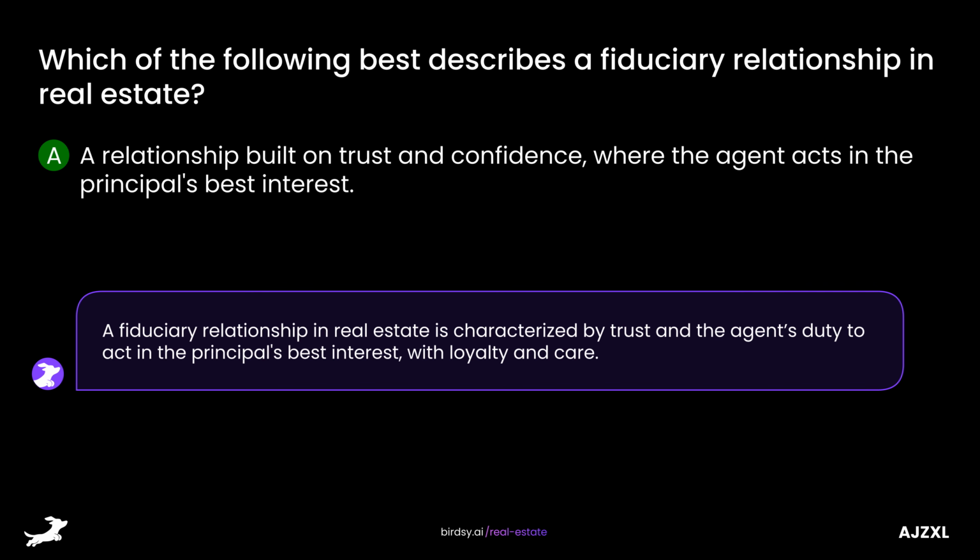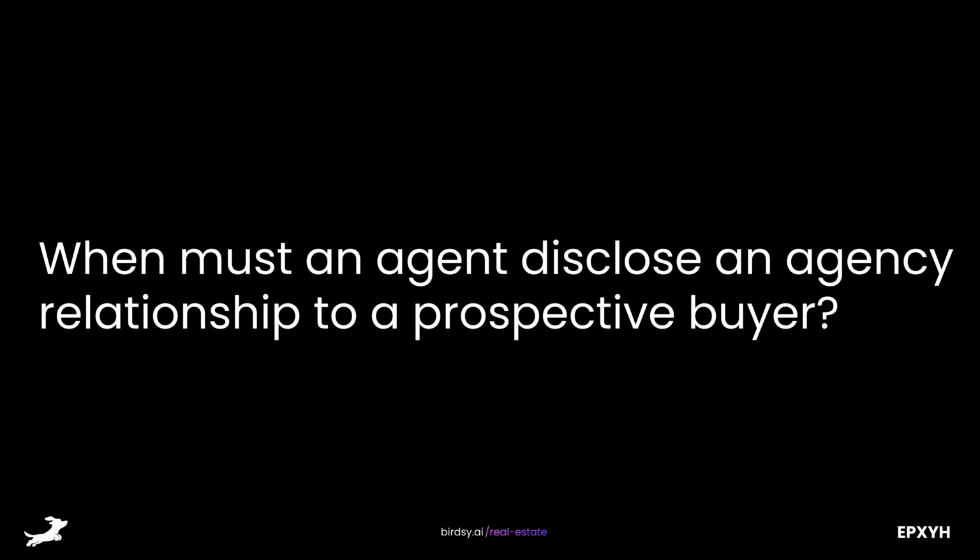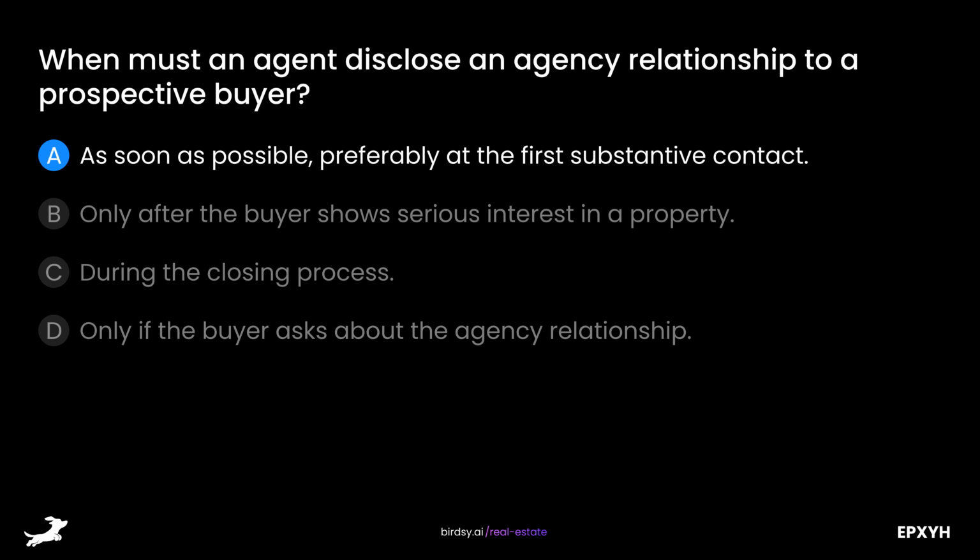A fiduciary relationship in real estate is characterized by trust and the agent's duty to act in the principal's best interest with loyalty and care. When must an agent disclose an agency relationship to a prospective buyer? Is it A. As soon as possible, preferably at the first substantive contact?